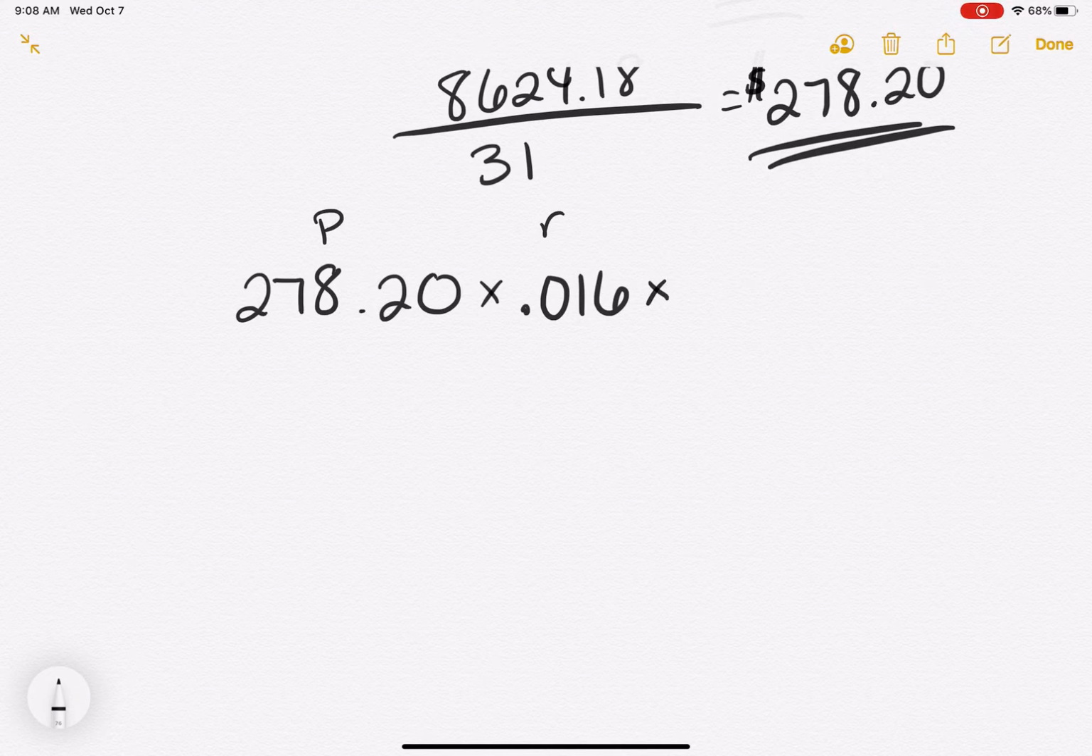Okay, do not be confused from yesterday. Remember that yesterday we were given the APR. Today we're given the monthly periodic rate. So what are we doing, multiplying that by how many months? Just 1 month. They already did the divided by 12 for us. It's just 1 month. That's the amount of time. So 278.20 times 0.016.